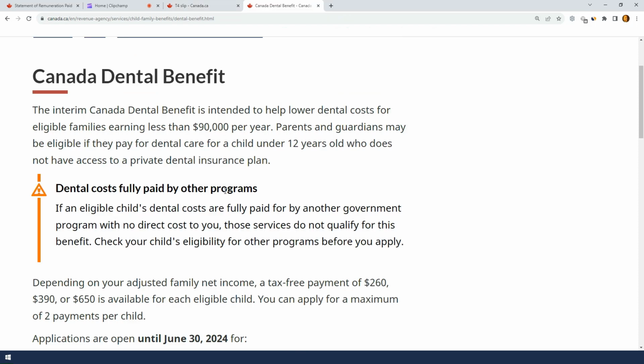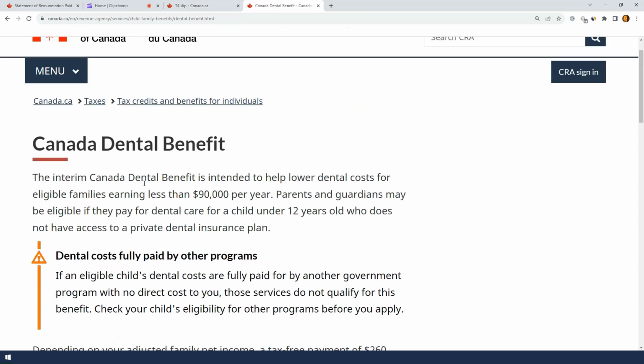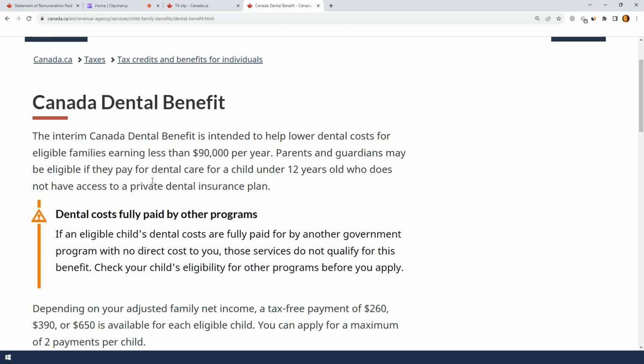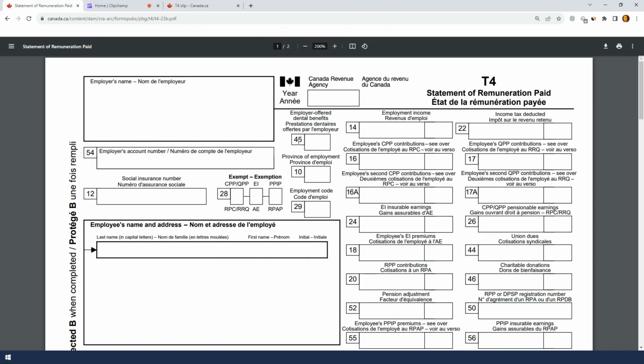I'm assuming, I'm not sure, but I think it has something to do with the Canada Dental Benefit that CRA or the government of Canada was offering. So yeah, that's a new box on your T4s. So don't get scared if you see it.